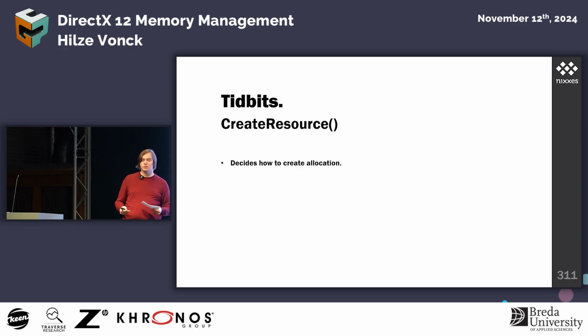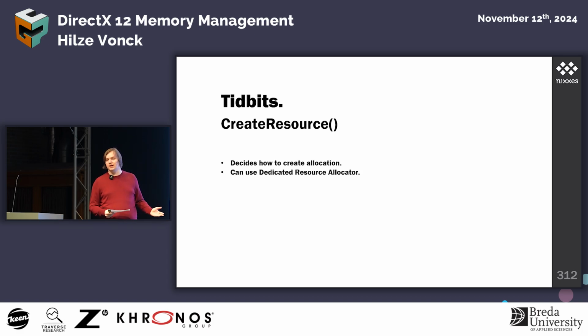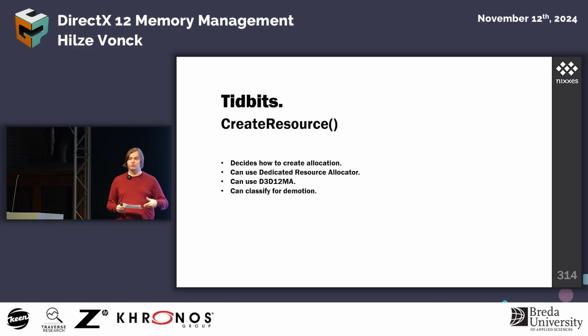It will decide for you how an allocation should be made. It can also do the automatic classification that I mentioned earlier. It will use a dedicated resource allocator if there's one registered that is valid for it. It can use D3D12MA if the resource is small enough, to basically ensure that we're packing the small resources as well. And it can decide to create a dedicated heap and resource for an individual allocation so that it can be classified for demotion.